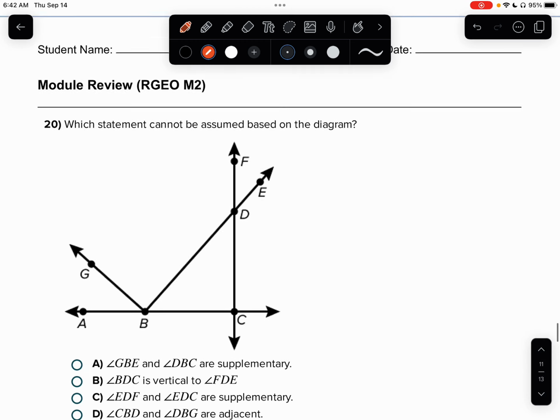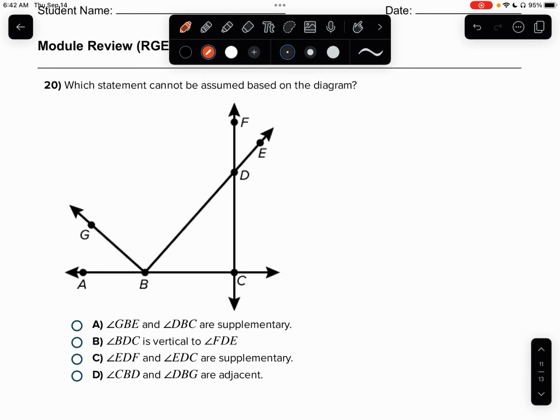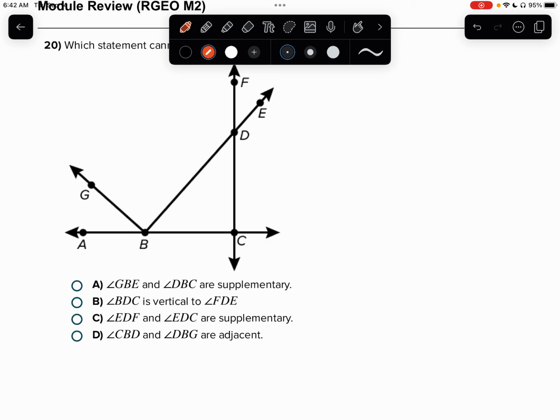Moving on. Which statement cannot be assumed based on the diagram? So this is another similar one to that one we saw earlier. Okay, so let's see. GBE and DBC, this angle here. So these two angles are next to each other, but there's also this other angle on this same straight line, and it's saying they're supplementary. So to be supplementary, they have to add to 180. Well, like I said, there's that other angle on the line with them. Therefore, these two wouldn't add to 180.